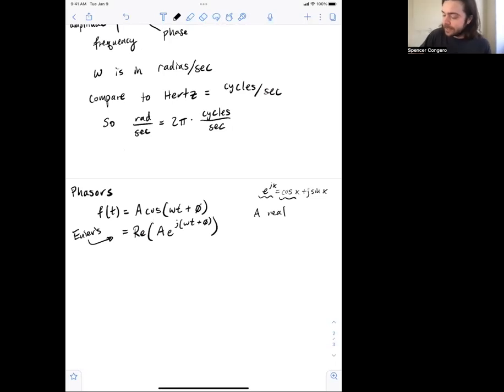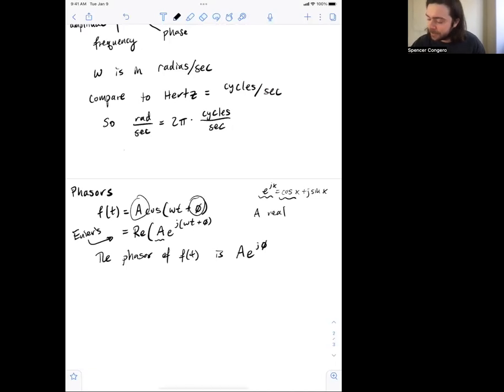And with this expression written down now, we can define what the phasor is. So the phasor of f of t is going to be just the amplitude. I'm going to get rid of this e to the j omega t, and I'm going to keep the e to the j times phi. So it's going to be a e to the j phi. Okay, so that's the phasor. We've kept the amplitude and the phase, and we've written it in this form.